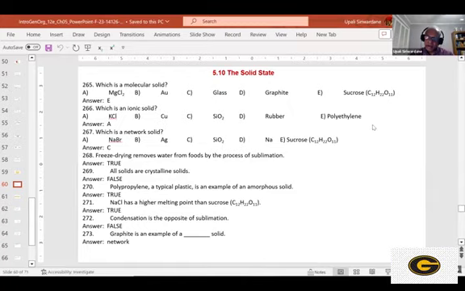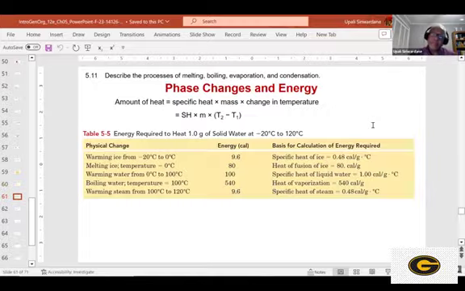compounds, which are not ionic. So sucrose is the answer. Go over these problems. Phase changes are changes that take place when heat is applied to a particular liquid to change to a gas, or solid become a liquid. These are called phase changes.